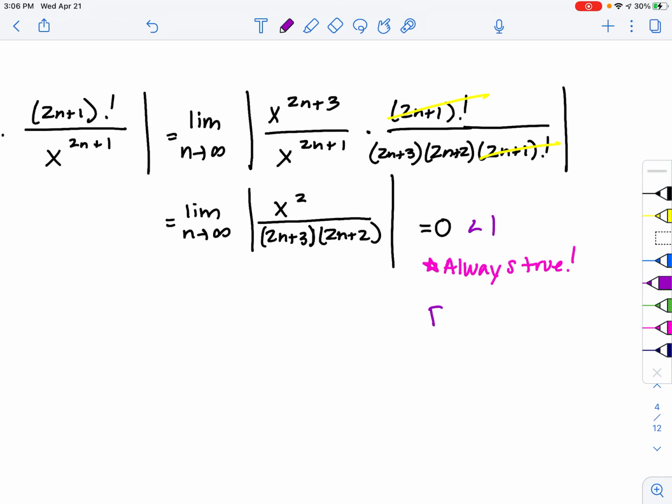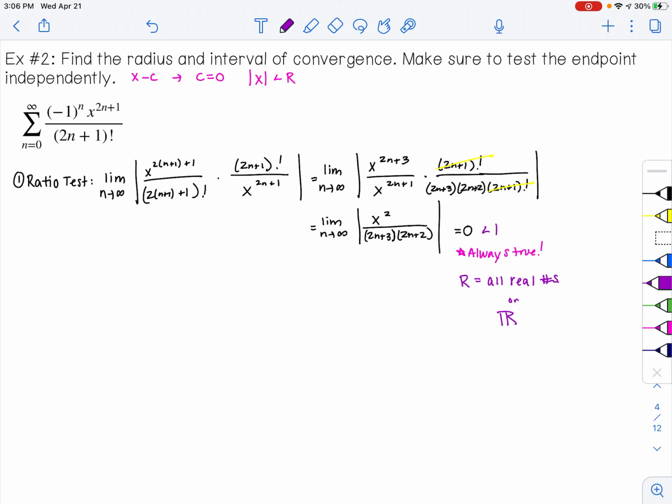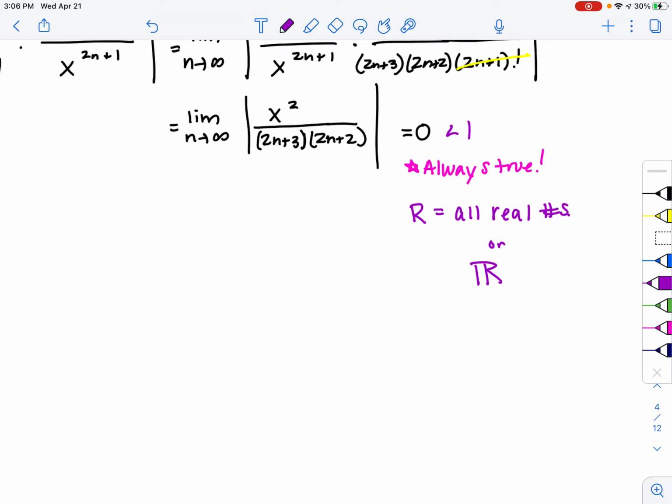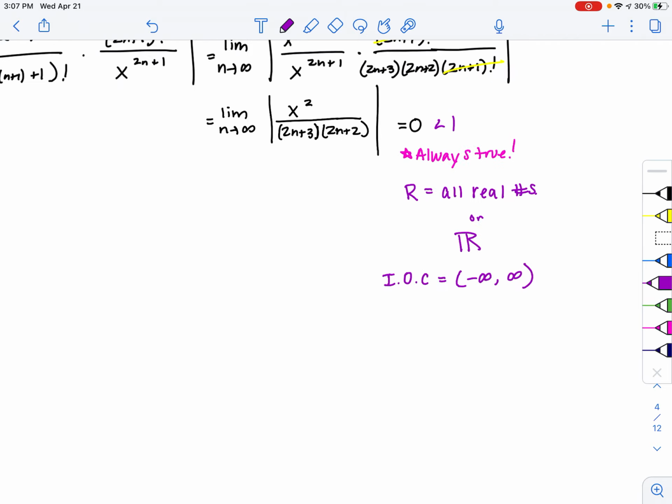Because it's always true, that tells us that our radius of convergence is actually all real numbers. Or you can write it with the fancy double bar capital R for all reals. And because it's all real numbers, your interval of convergence, which I'm going to abbreviate as IOC, is just negative infinity to positive infinity. There you go.